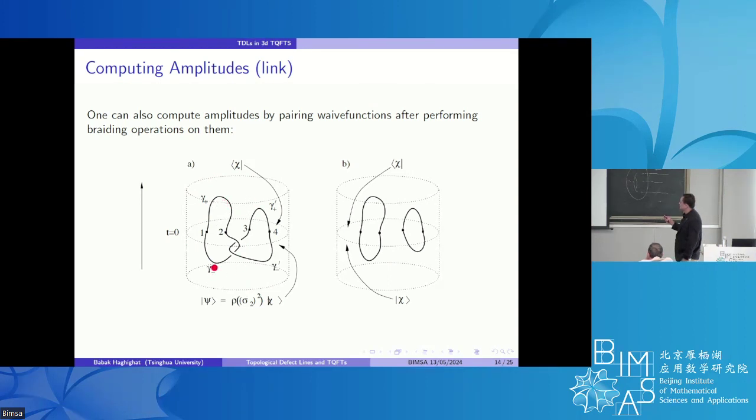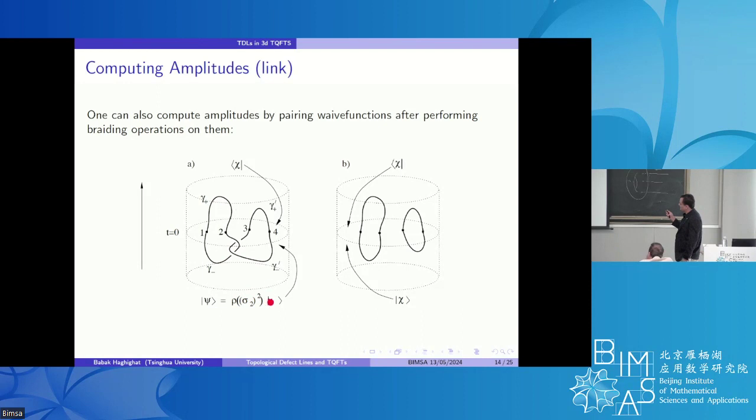And you actually have 4 particles. 2 particles are created here, 2 particles are created here. Then they are braided once and twice. This is the action of the sigma 2. Sigma 2 means braiding of the second strand with the third one. You do it twice, so that's rho of sigma 2 squared.